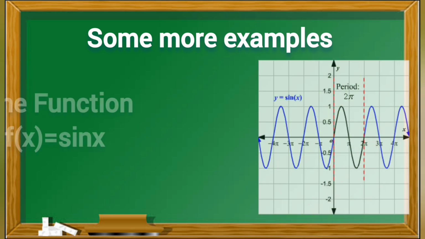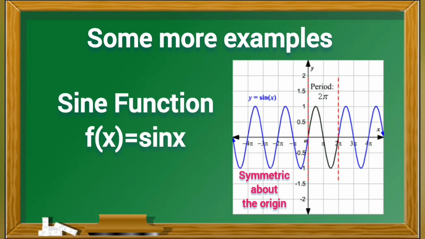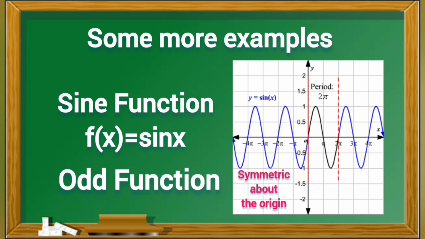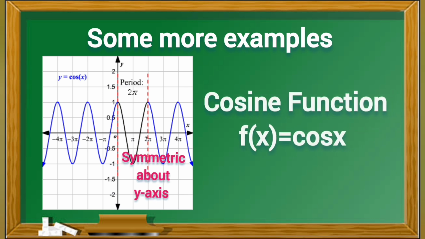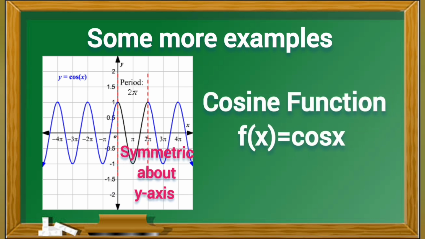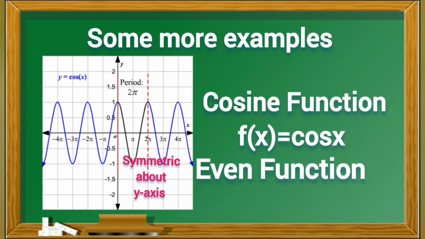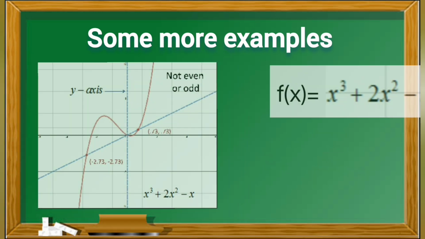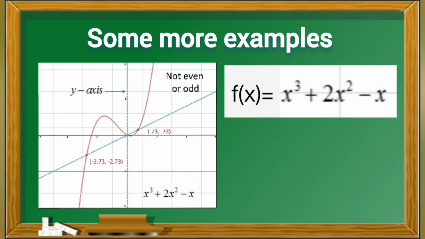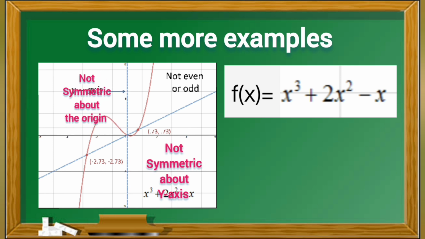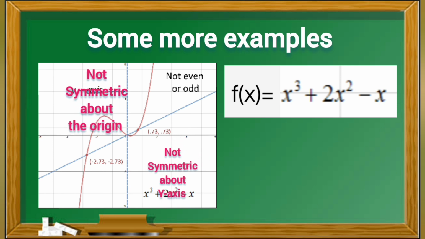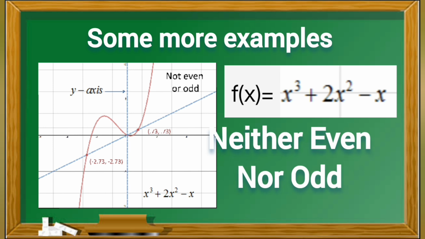This graph represents the sine function, which is symmetric about the origin. Therefore, the sine function is an odd function. This graph represents the cosine function, which is symmetric about the y-axis. Therefore, the cosine function is an even function. This graph represents the function f of x equals x cube plus 2x square minus x, which is neither symmetric about the origin nor the y-axis. Therefore, this function is neither even nor odd.